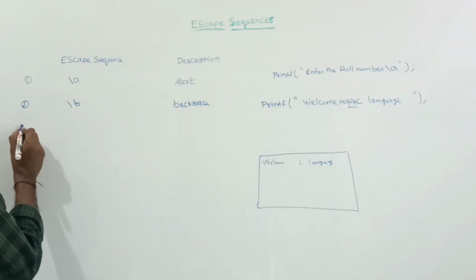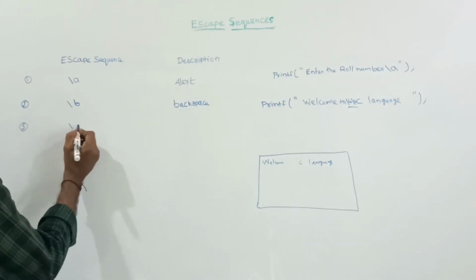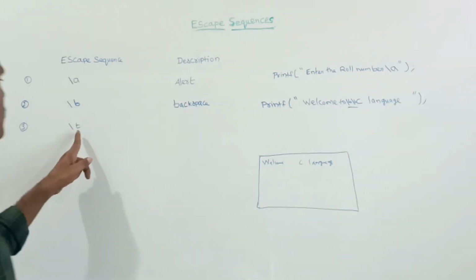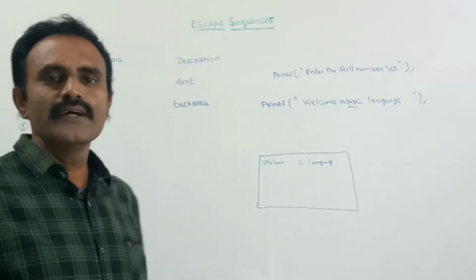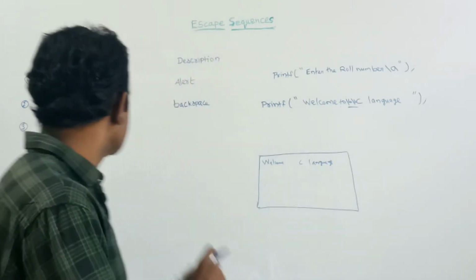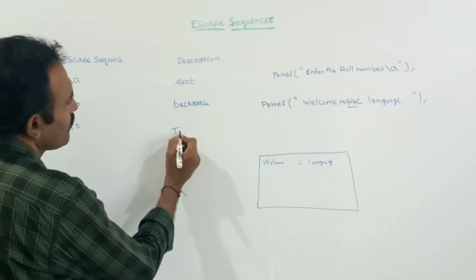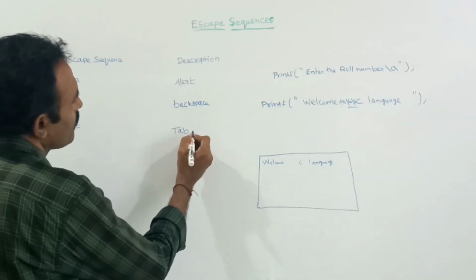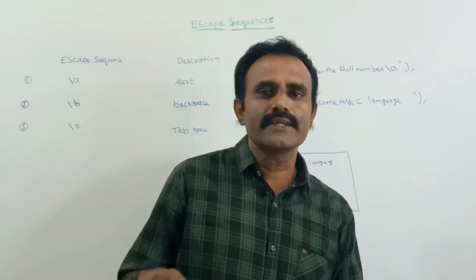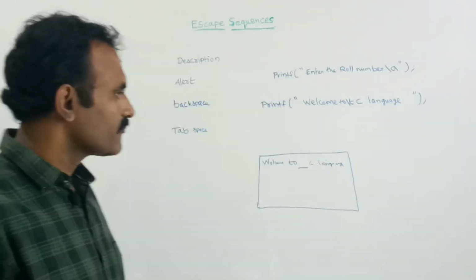Next one, slash t. See this t, it is used for leaving the tab space. See, the slash t is used to leave the space, that is tab space.